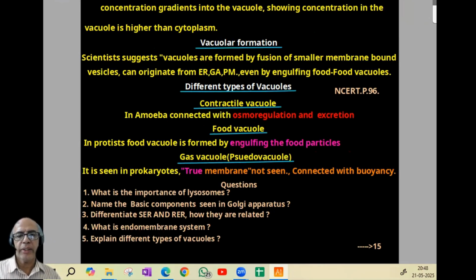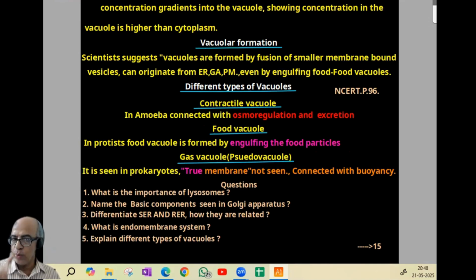One is contractile vacuoles. In amoeba, connected with the osmoregulation, respiration, important one, exam point of view. Next is food vacuoles. In protists, food vacuole is formed by engulfing the food particles. And third is gas vacuoles, otherwise called pseudo vacuoles. Why it is pseudo, I will explain. It is seen in prokaryotes. True membrane not seen.